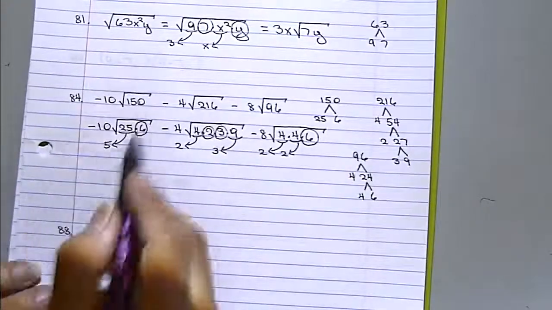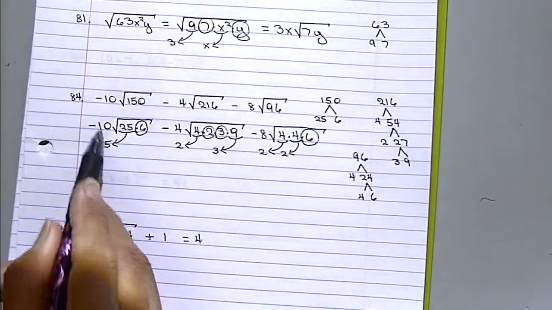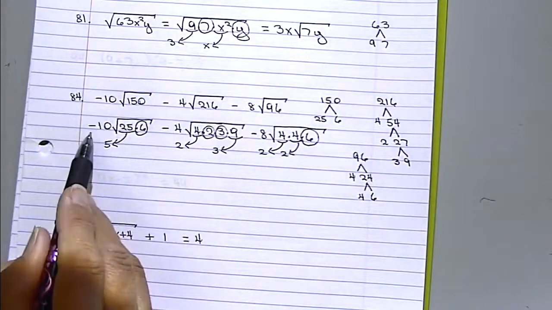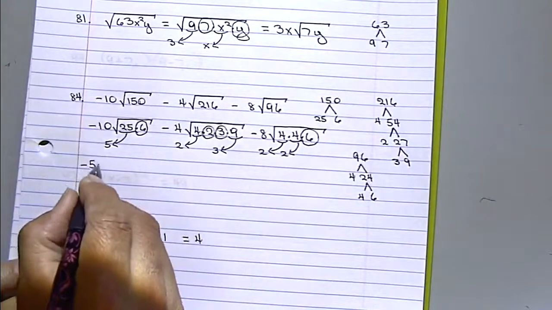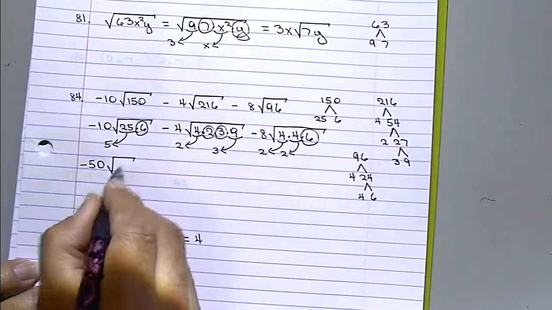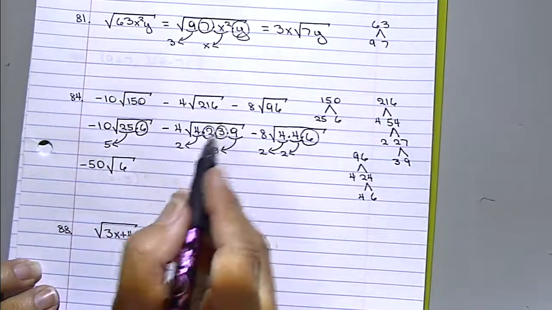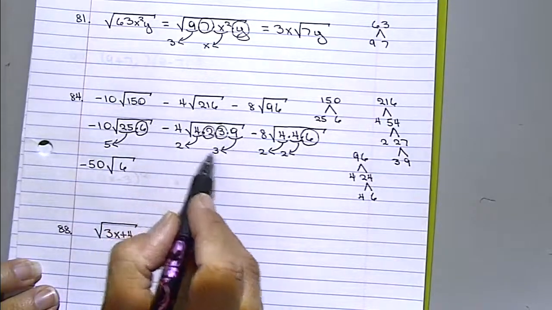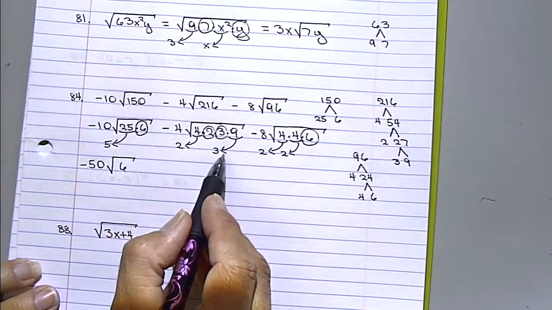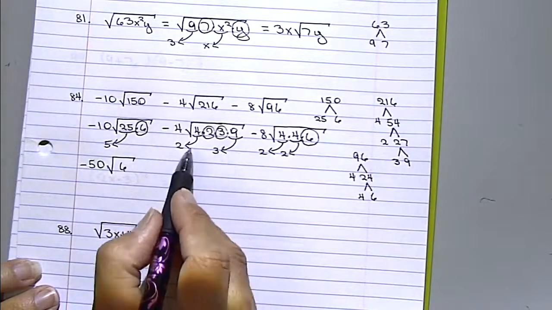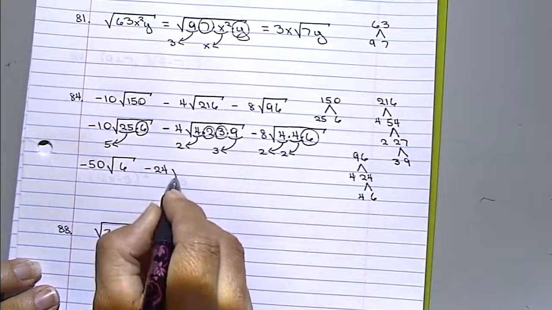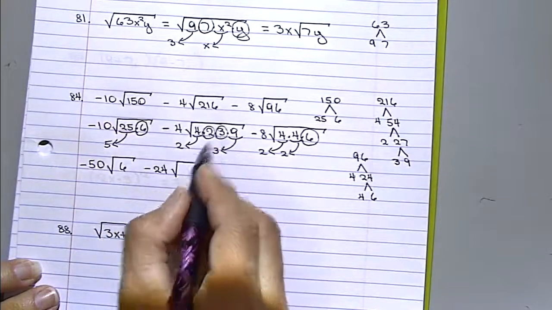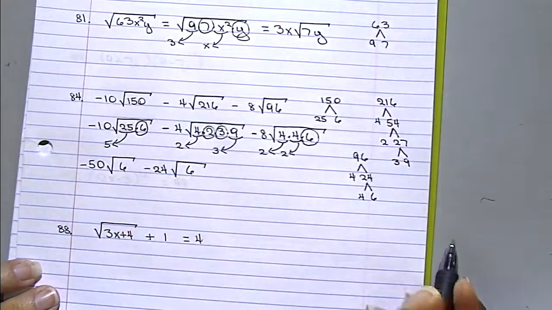Okay, so let's simplify this. I have to multiply whatever I bring out, radical times the coefficient. 5 times negative 10 is negative 50. What's left under the radical? Square root of 6. This is a negative 4 times 2 times 3, right? Negative 4 times 2 is negative 8. Negative 8 times 3 is negative 24. What's left under the radical? 2 times 3. Okay, square root of 6 again.